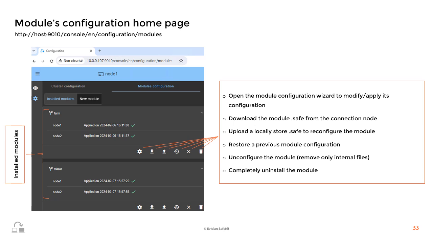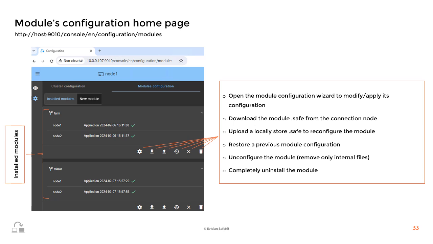Let's examine the module configuration homepage. To access it, click on the configuration icon in the left navigation sidebar, and then click on the Modules Configuration tab at the top of the panel. As shown in the figure, the Farm and Mirror modules have been installed and configured, and they are listed along with their apply dates. To manage a module, you have a series of buttons presented in the figure under the Farm module.